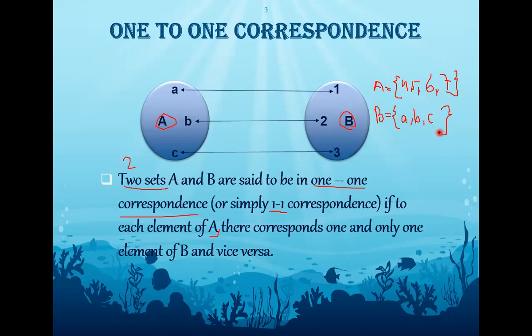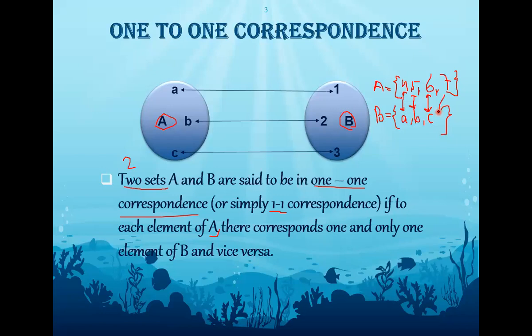Now if I am going to establish a one-to-one correspondence, we can establish it between these two elements, and between these two elements. And then we have the element 6. 6 will correspond to c. Now what about 7?